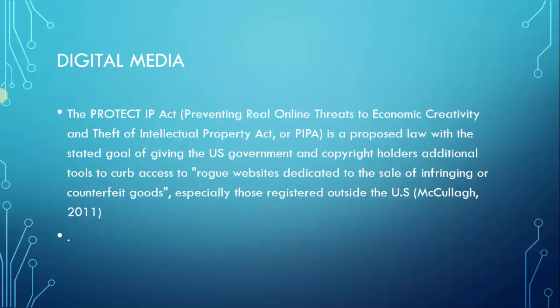The other act that I just mentioned was called PIPA, or Protect IP Act, and the long version of it is Preventing Real Online Threats to Economic Creativity and Theft of Intellectual Property Act. That's a proposed law, and its stated goal is giving the U.S. government and copyright holders additional tools to curb access by rogue websites dedicated to the sale or infringing of counterfeit goods.